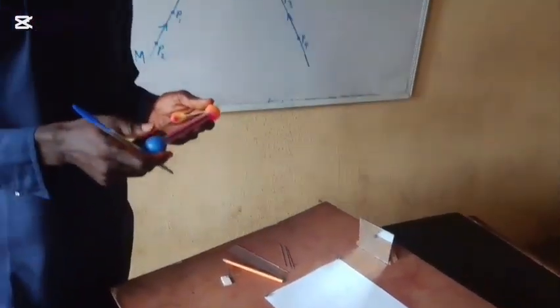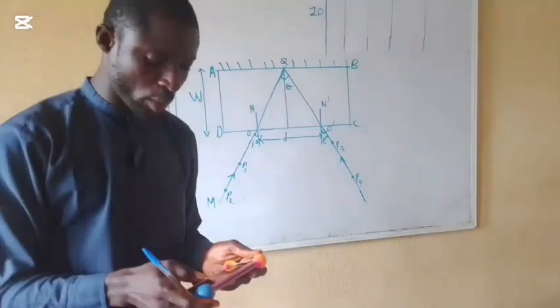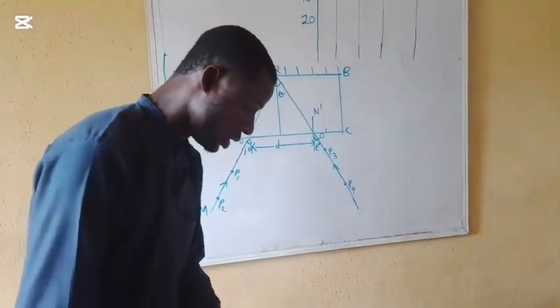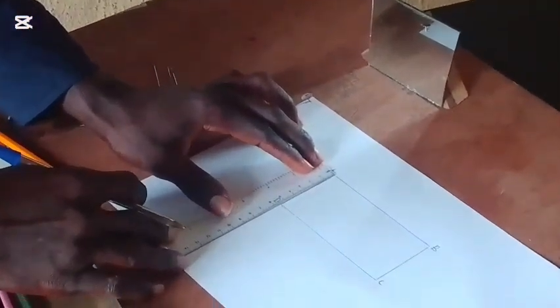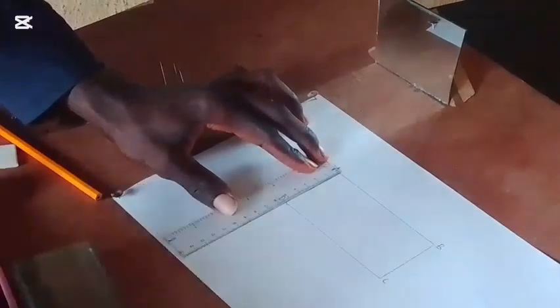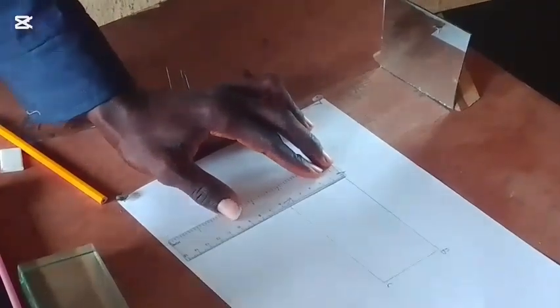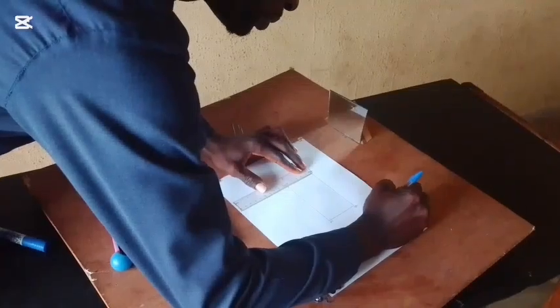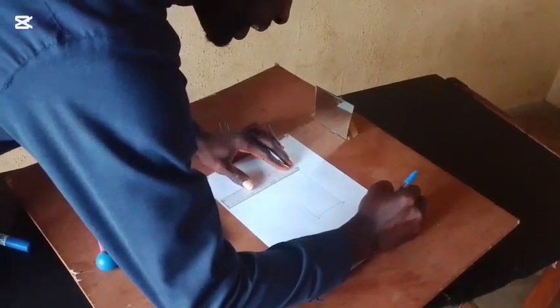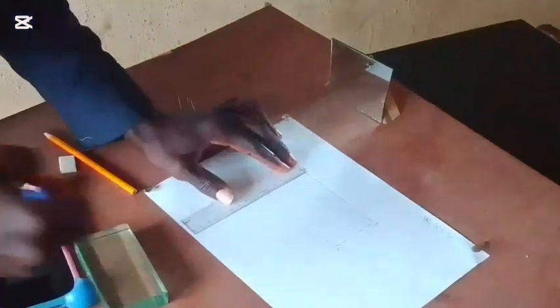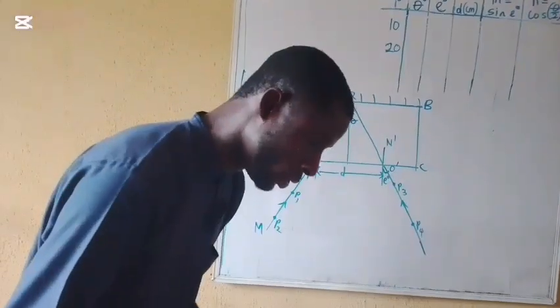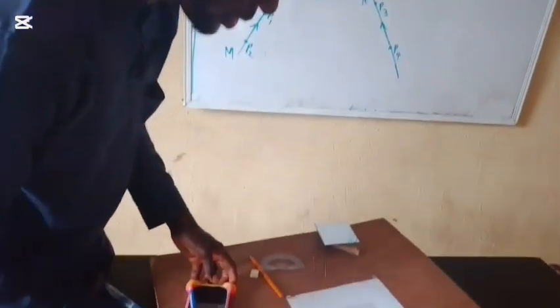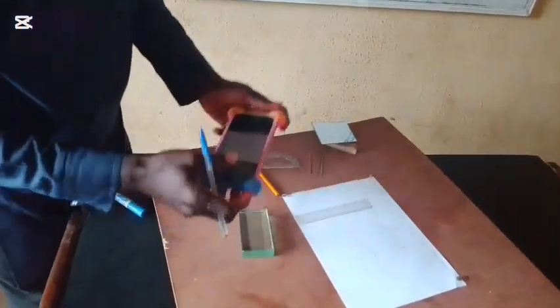Remove the block, measure and record the width W of the block. So I'm going to measure the width of my block, which is this side. I measure the width. This is 5.5. My width W is 5.5 centimeters. So we have measured the width of our rectangular block. Let's move to the next instruction.